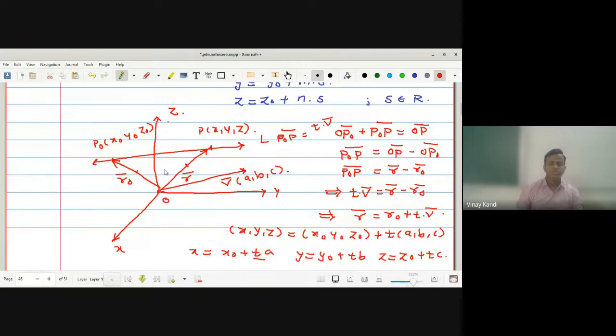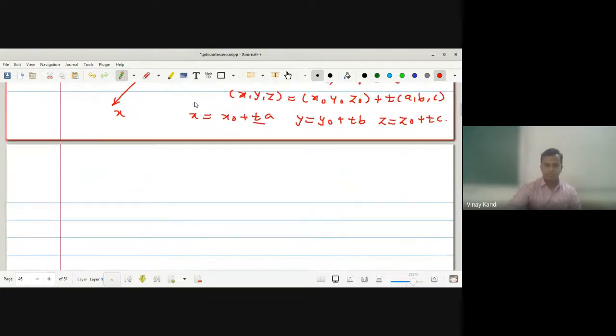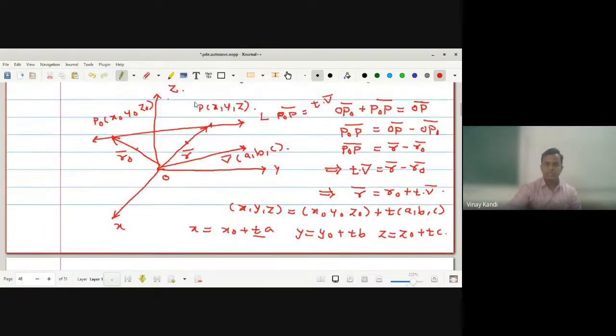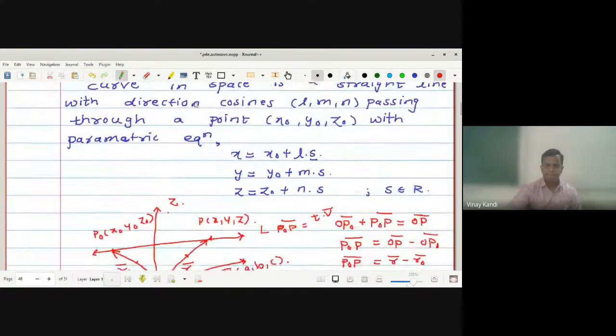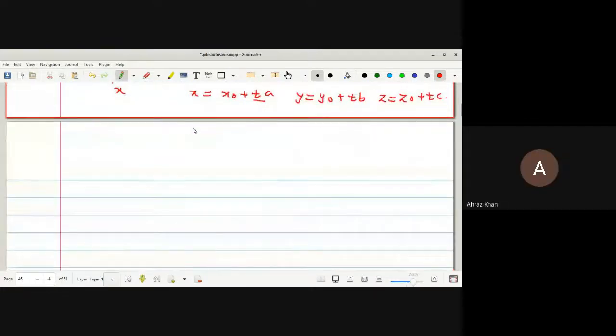Okay, so this is the equation of a line in 3D space in the parametric form. Okay, any doubt? Any doubt? No, sir. Now the second point.